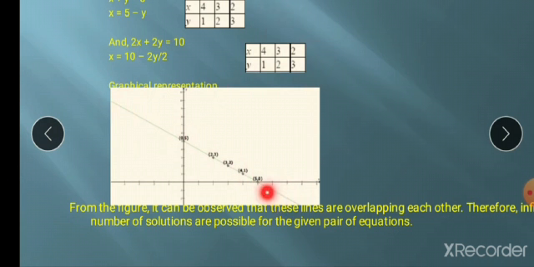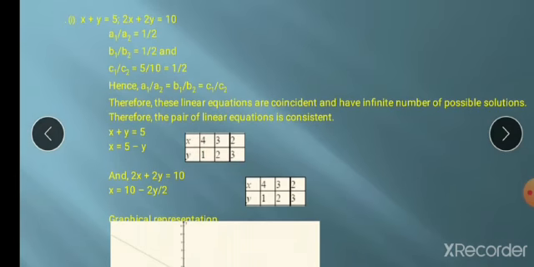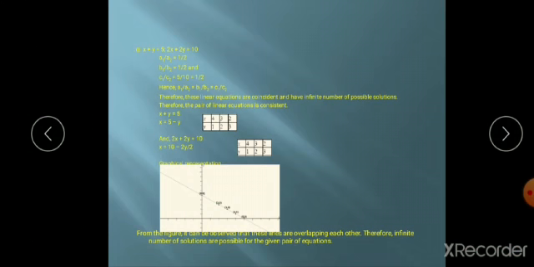So it has many solutions. Means (4, 1) is also a solution, (3, 2) is also a solution, (2, 3) is also a solution. So it has many solutions overlapping each other. It is also called a consistent line. It is also called a coincident line, based on the condition A1 by A2 is equal to B1 by B2 is equal to C1 by C2.